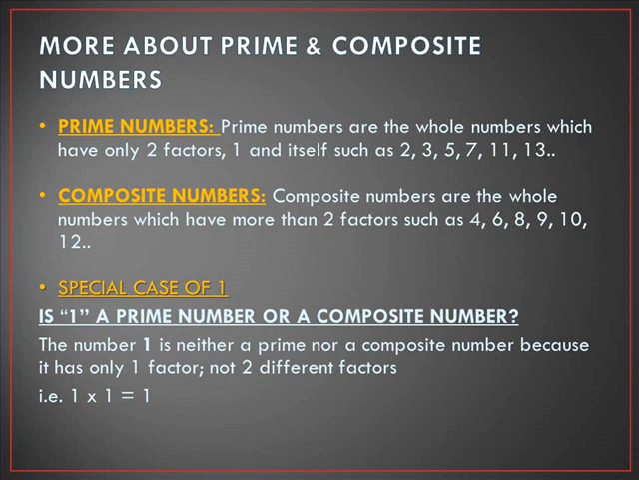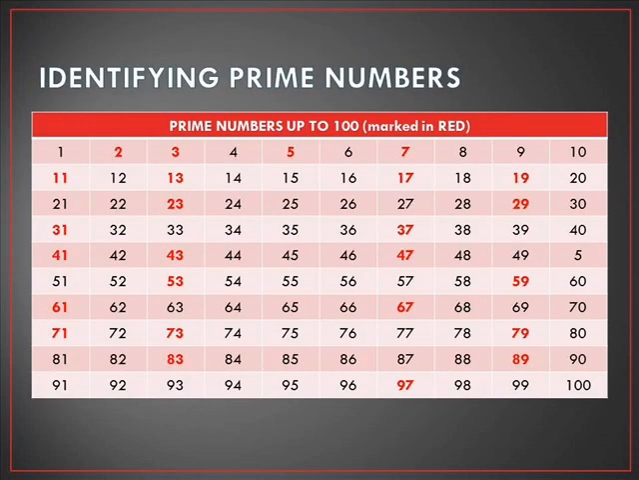Now let us discuss the special case of 1. The question arises: is 1 a prime number or a composite number? The number 1 is neither a prime number nor a composite number because it has only one factor, not two different factors. Here is a chart that shows prime numbers up to 100.